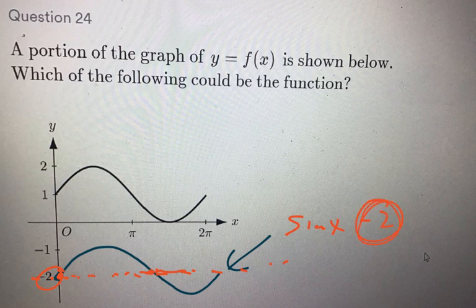Why did I do -2? Because it started at -2. It's literally 2 units down from the x-axis at -2, right? So that's why my sine function has to be sine x minus 2. I'll leave it at that.